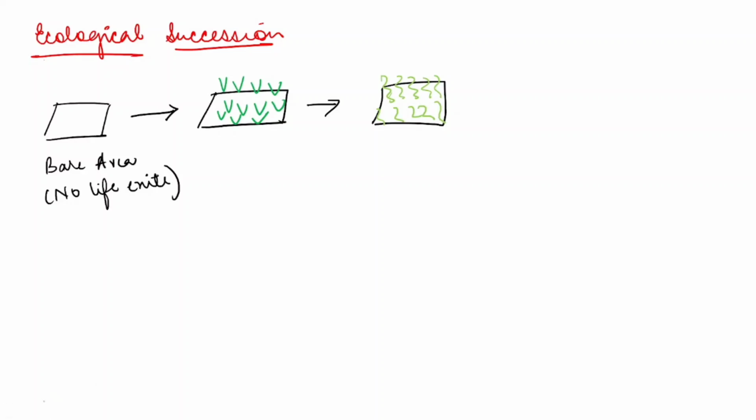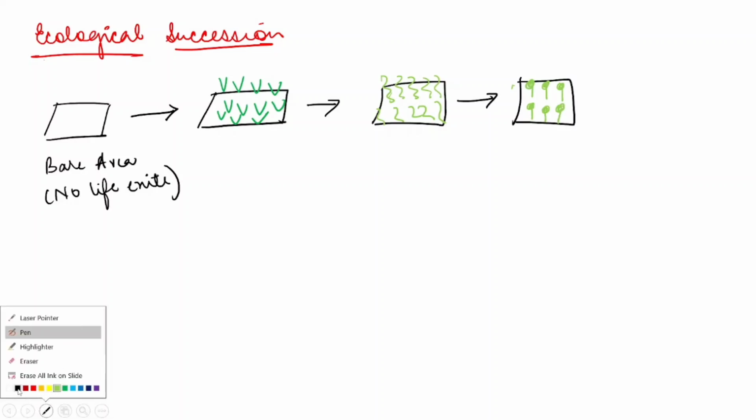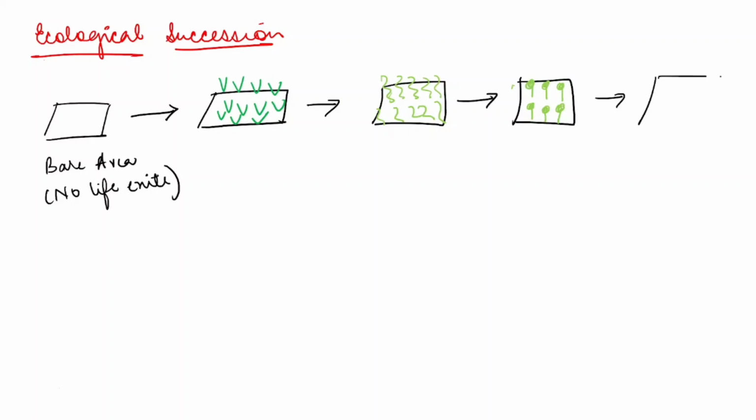Now again after some time, what will you see? You will see that this has been replaced by again another type of plant, and these are again another type of plant. And again with time, you will see that this has changed with some establishment of trees. Here you see some trees grown here, right?